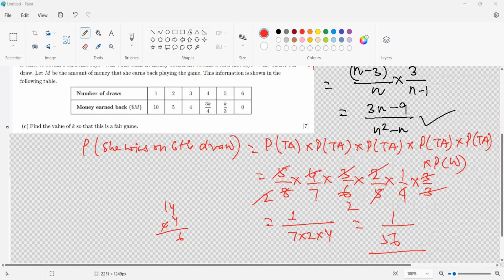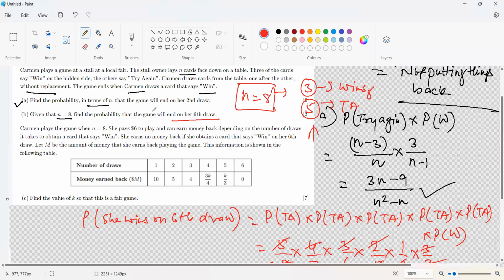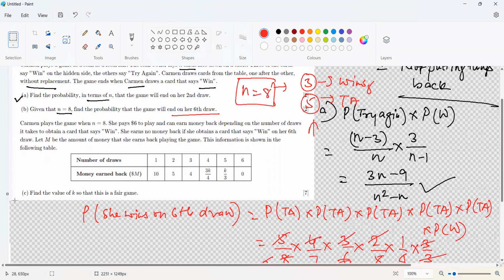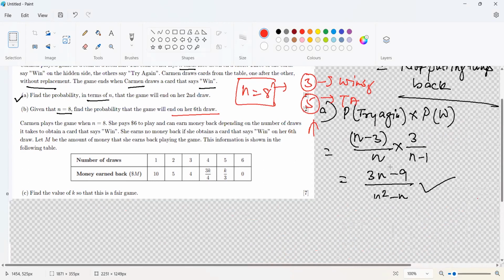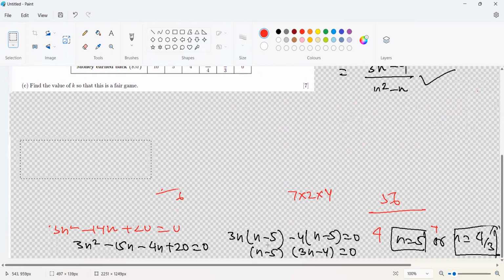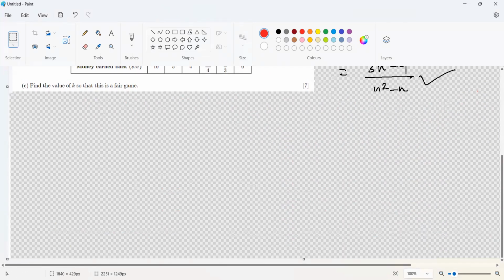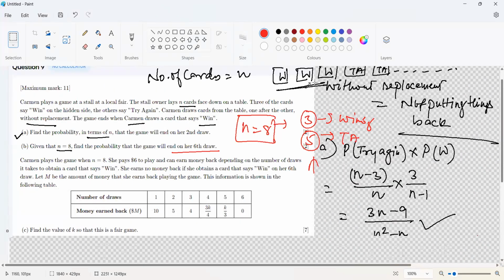Then my question. Now, see, I'll tell you one concept here. Basically, one concept that is required. Find the value of k so that this game is a fair game. They are talking about a fair game, isn't it? Playing the casino, playing the money, and talking about the fair game.